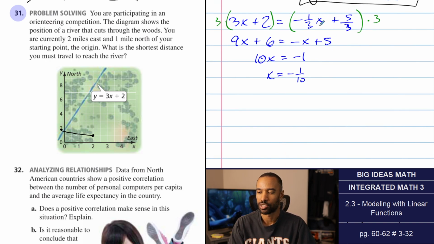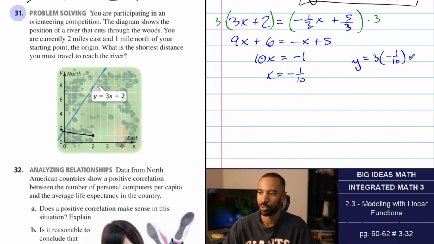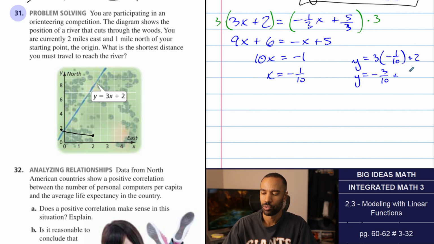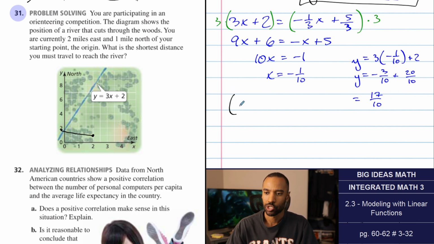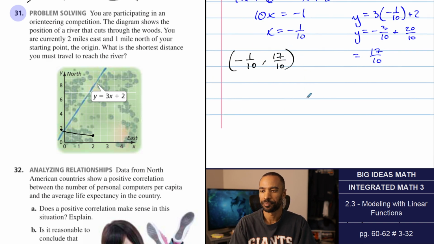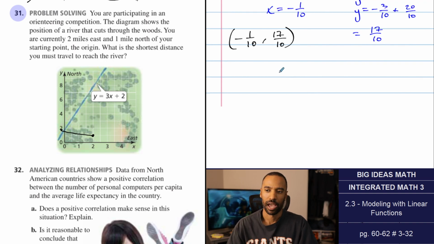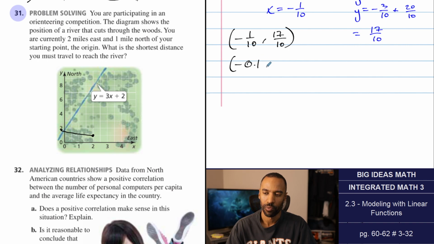The y value when x is negative 1/10: let's plug it into the 3x plus 2 one. 3 times negative 1/10 plus 2 is negative 3/10 plus 2. 2 is 20/10, so that's 17/10, or 1.7, either or. So the point is (negative 1/10, 17/10). At this point I want to use decimals, so negative 0.1 and 1.7 as the numbers.